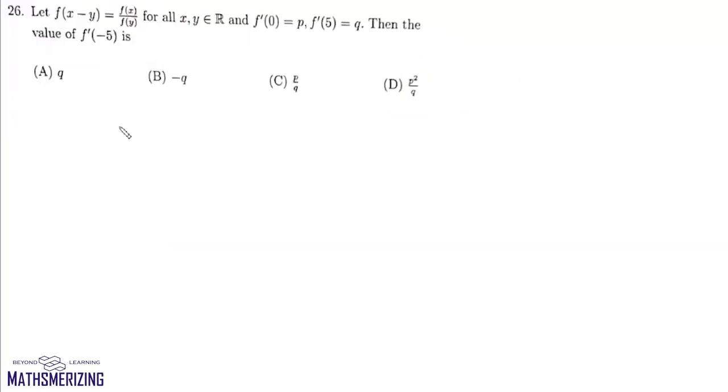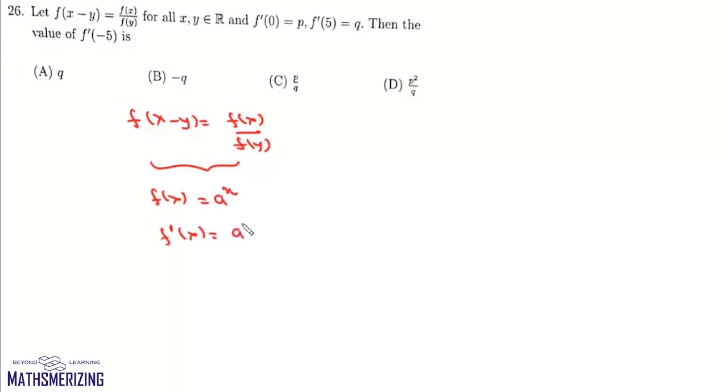Now question number 26 is, we are given this function f(x minus y) equals f(x) upon f(y). Now this condition is satisfied by an exponential function. So here this f(x) must be a^x. Now if we find f'(x), it will be a^x log a. Now f'(0) will be a^0, which is 1, and then log a, and f'(0) is p. So from here we can say the value of log a is p.